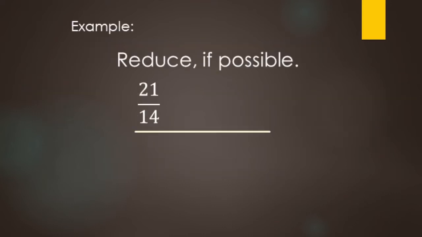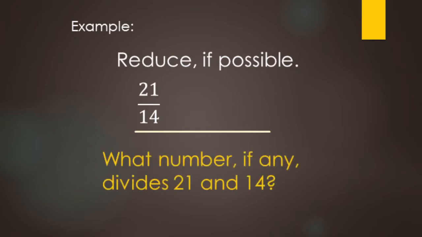So here we're going to reduce 21 over 14. When we reduce fractions, we're looking for the biggest number that divides both the numerator, 21, and the denominator, 14. In this case, the biggest number that divides them both is 7. So we're going to remove a factor of 7 from both the numerator and the denominator, or divide 7 into both.